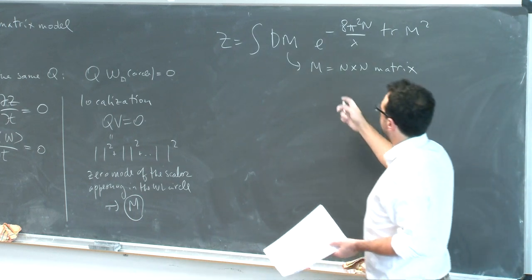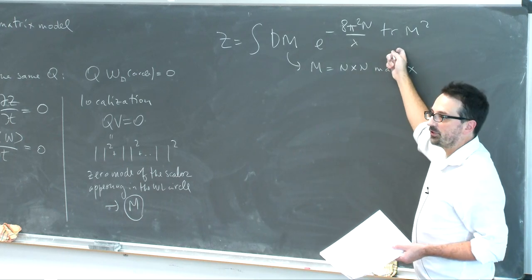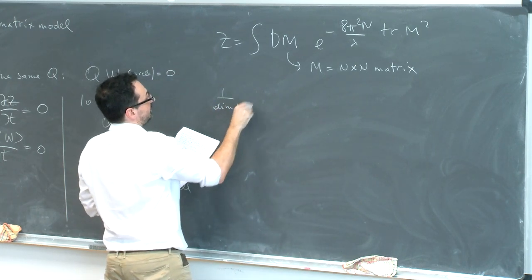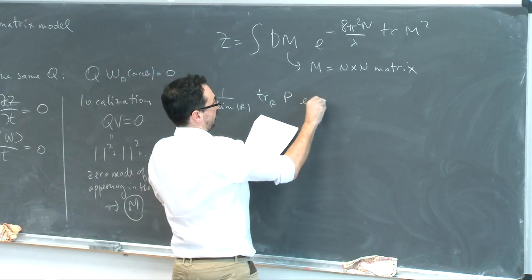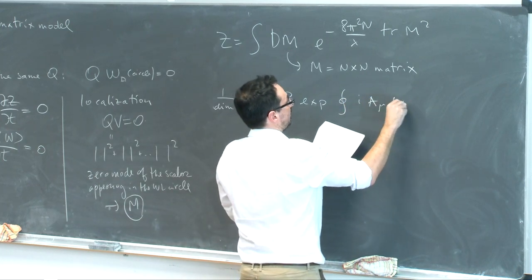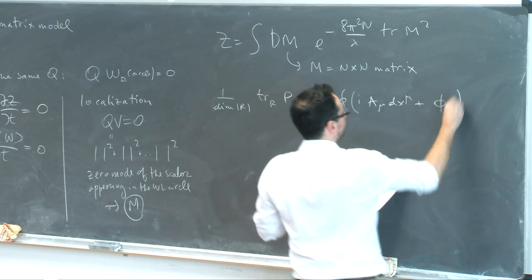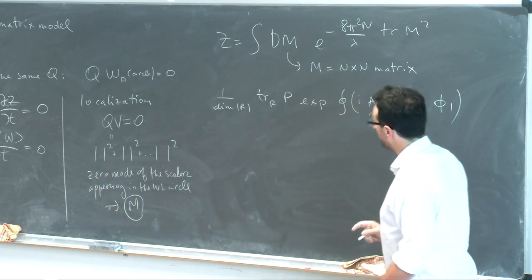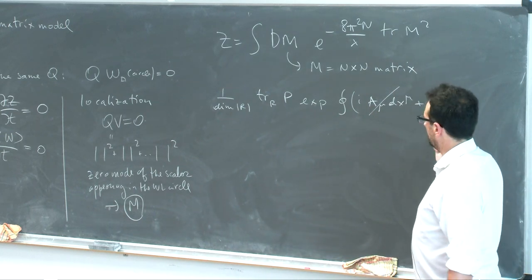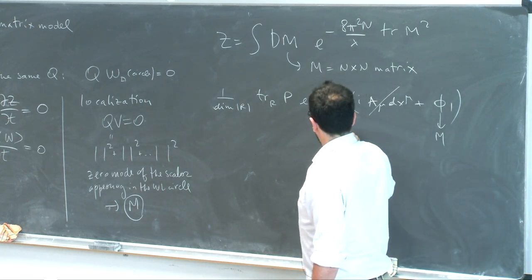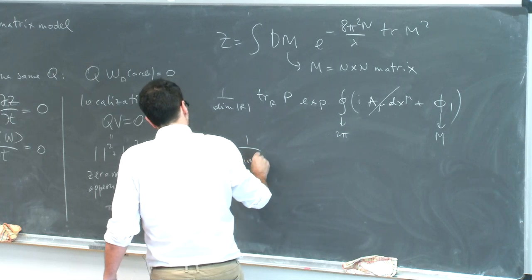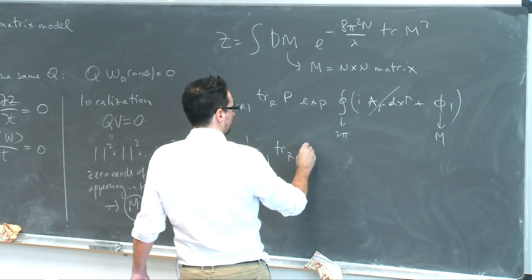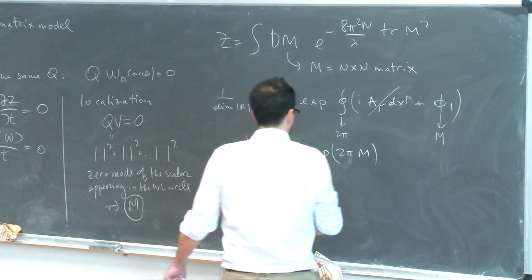Now we have to understand what is the insertion that we have to put into this partition function in order to compute the Wilson loop. Remember, the Wilson loop was 1 over the dimension of the representation, trace in R, of P exponent i, A mu dx mu plus, let's say, phi 1. The gauge field on the localization locus is 0, so we don't have this. This becomes the zero mode, m, so it becomes constant, and the integral just gives 2 pi. So what I need to insert is 1 over the dimension of the representation, trace in R, no longer P, I don't need a P anymore because it's constant, e exponent 2 pi m. This is my insertion.